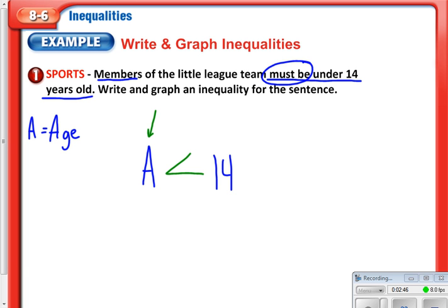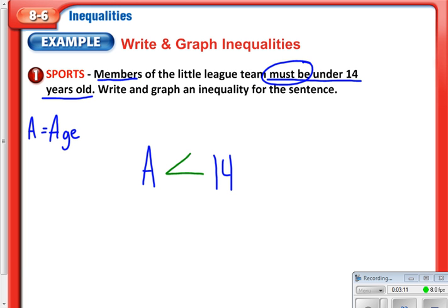And another way to check this out is, substitute a value. Come up with an actual age that must be under 14. So come up with an age that is under 14. Well, what would it be? 13. 13 is less than 14. It's a true statement. So that's another way to double check to determine which way your sign is going to go. So next, we're going to have to go ahead and graph this.